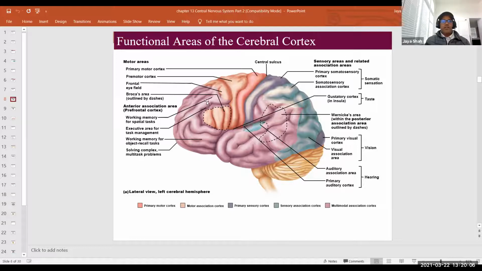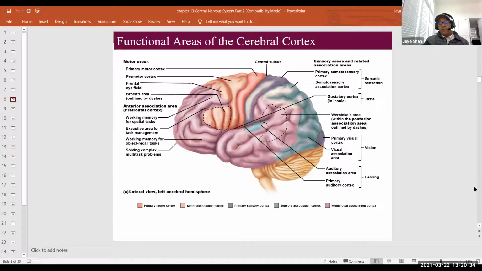Okay. Then there is the anterior association area, the prefrontal cortex. This is a very important area. You have working memory for special tasks, like the position of your body, where is the location, memory of location, orientation, higher mental function, executive area for task management, working memory for object recall tasks, solving problems, multitasking, higher mental function, calculation, judgment. These are all in this area of the brain.